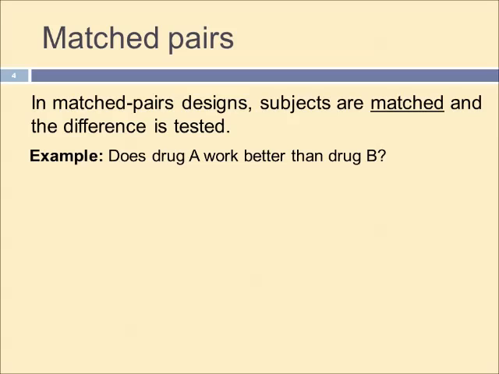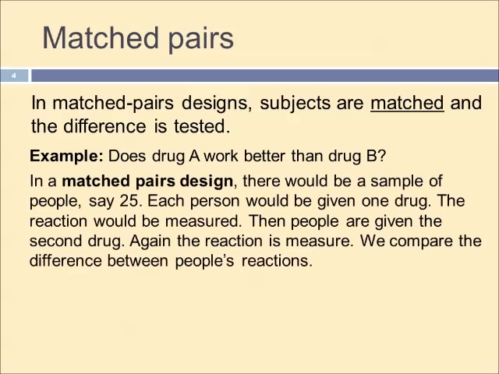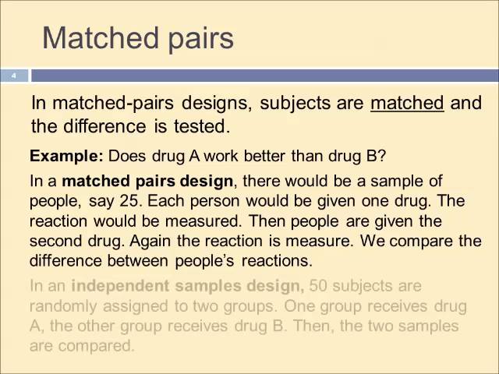So suppose we want to compare drug A to drug B and see if drug A works better than drug B. In a matched pairs design, there would be a sample of people, say 25. Each person would be given one drug, then reaction would be measured. Then people are given the second drug, again the reaction is measured. And we compare the difference between people's reactions. In this case, the same people essentially are in the two samples.